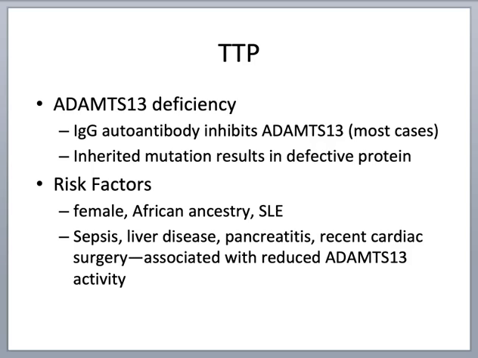There's various clinical risk factors for TTP. It tends to occur more often in women, those of African ancestry, as well as association with autoimmune diseases, particularly lupus. Other risk factors include sepsis, liver disease, pancreatitis, or recent cardiac surgery. All of these are associated with reduced levels or reduced ADAMTS13 activity.